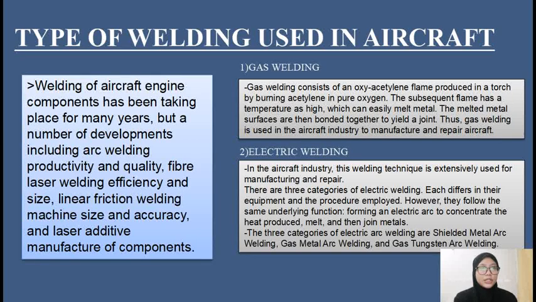Number two is electric welding. In the aircraft industry, this welding technique is extensively used for manufacturing and repair. There are three categories of electric welding. Each differs in their equipment and the procedure employed. However, they follow the same underlying function, forming an electric arc to concentrate the heat, produce, melt, and then join metals. The three categories of electric arc welding are shielded metal arc welding, gas metal arc welding, and gas tungsten arc welding. That's all from me.